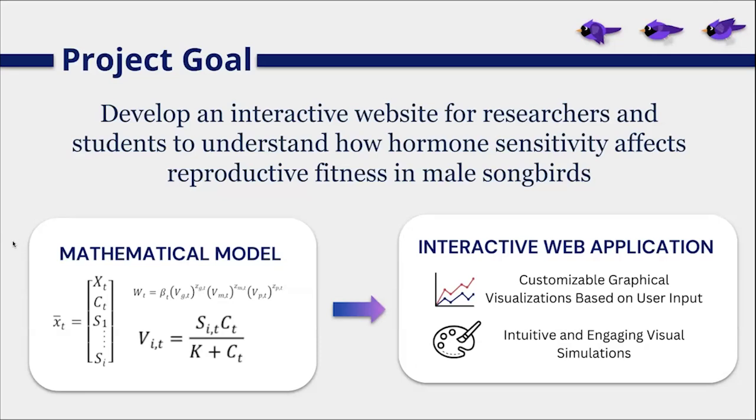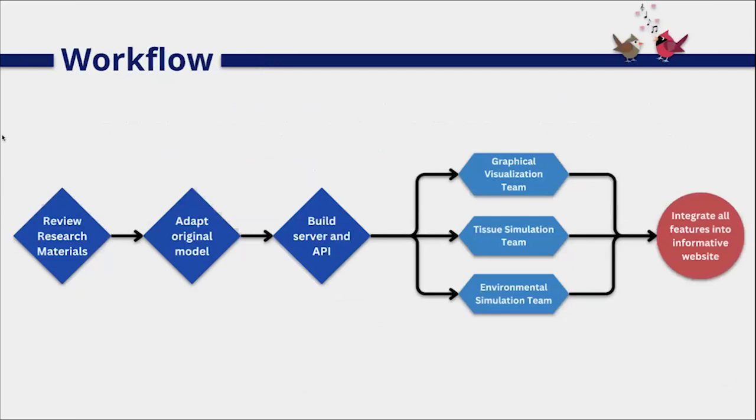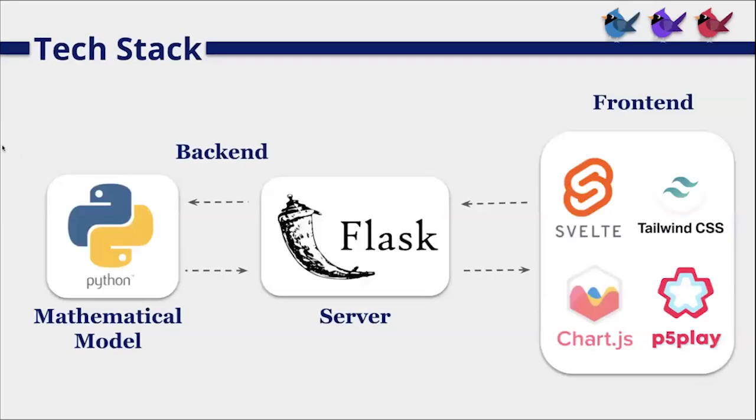After developing the project goal, the team developed a simple workflow model where we reviewed the research materials, adapted the original model. We built a server and an API, and then we divvied up into three separate teams: the graph visualization team, the tissue simulation team, and the environmental simulation team. Once each team finished their third of the project, we integrated all the features into an informational website. I'm now going to pass it off to Vanessa to talk more about our tech stack.